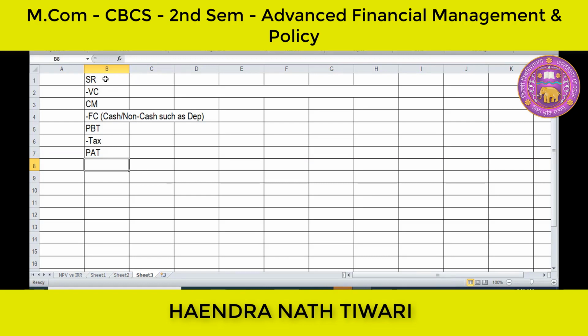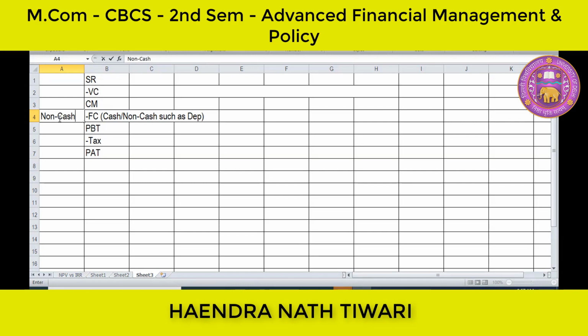Now if I consider that these cash flows are cash, every other thing is happening in cash, then sales revenue minus variable cost gives you contribution margin. This may be cash, this may be cash, this may be cash. Here is one item in the form of depreciation which is non-cash.